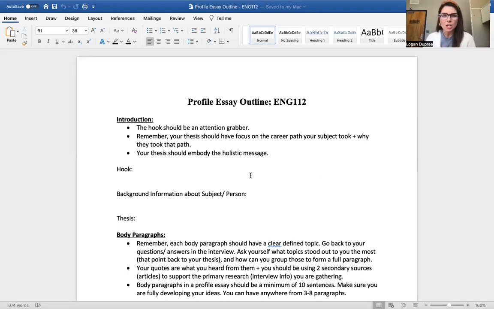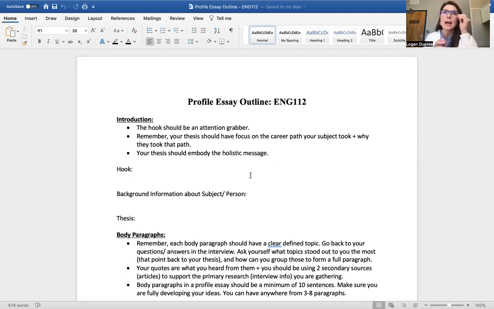I wanted to walk you through this outline so that you had a better understanding of what I'm looking for in this essay, and just how the framework should look. So let's go back to why we outline.